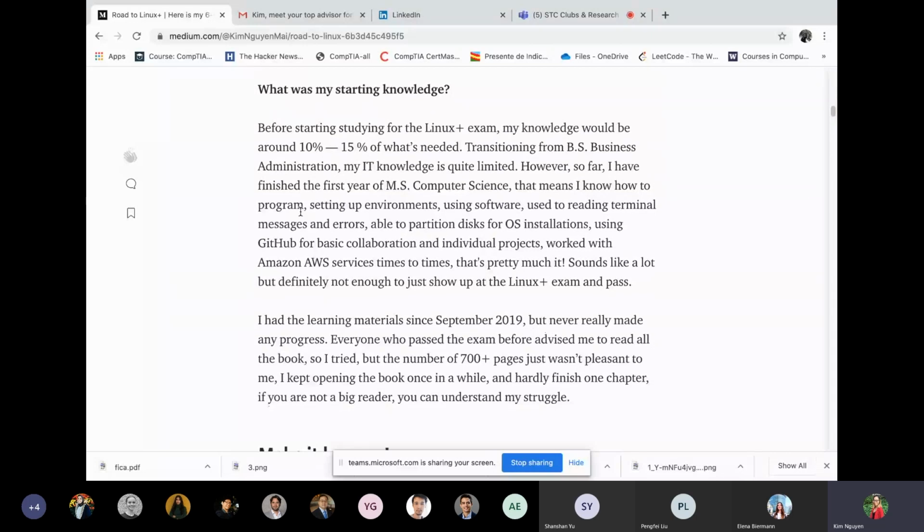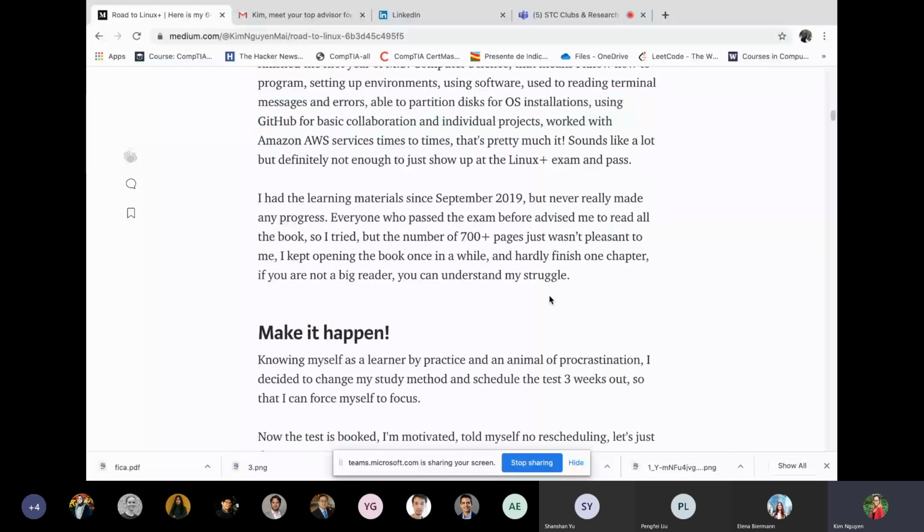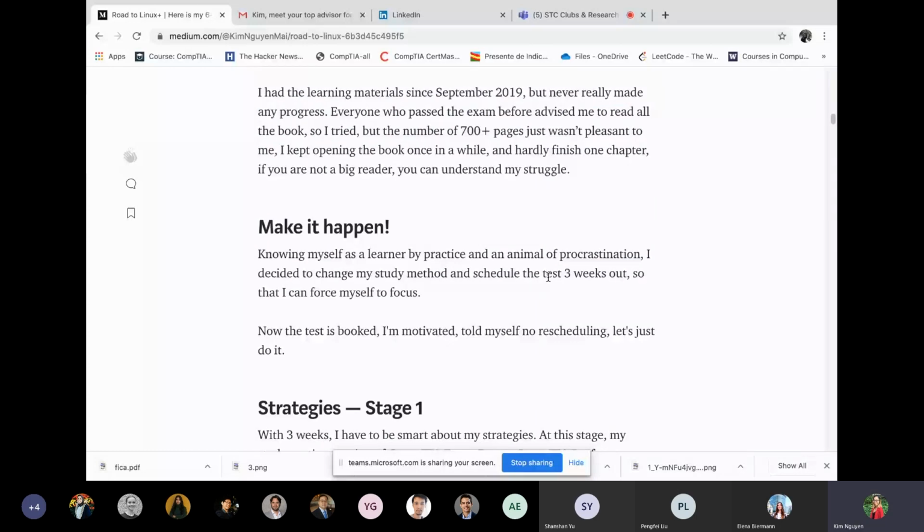And my starting knowledge, I think I had about 10 to 15% of what's needed. I know basic stuff like partitioning disk or installing software and basic programming and computer science student stuff, but definitely not enough. So with that, I said, okay, let's just get it over with. I have the license, let's just take it.